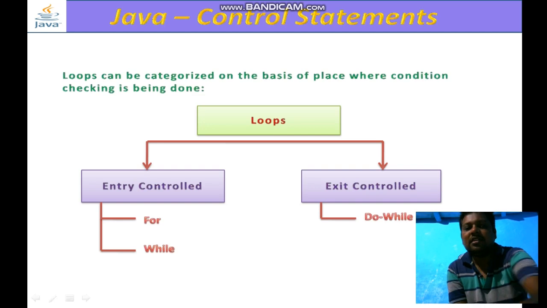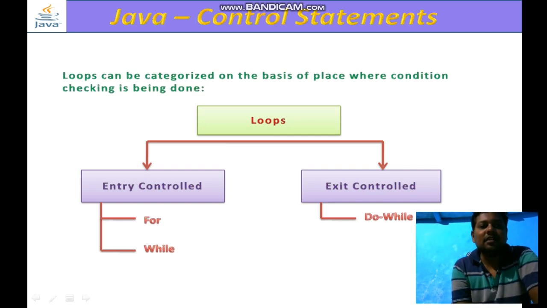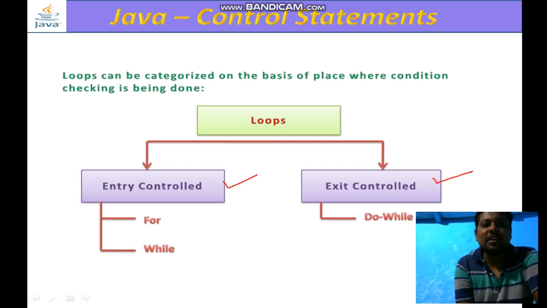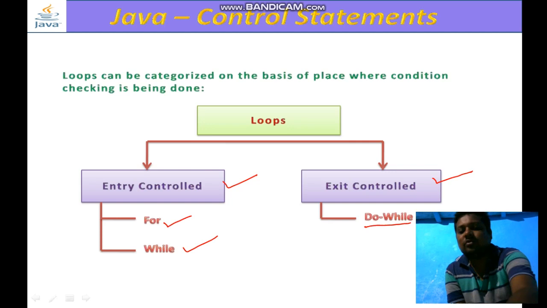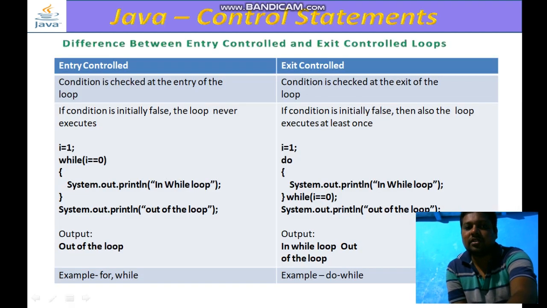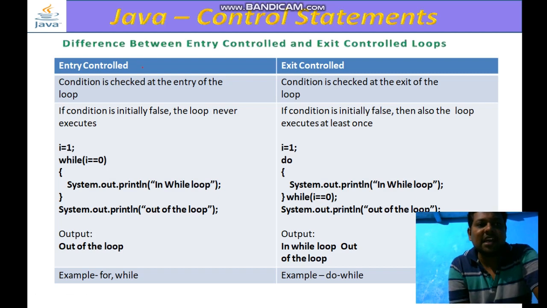Loops are divided again into two types: one is called entry control loop, another is called exit control loop. In entry control loop we have two loops, the for loop and the while loop. In exit control loop we have only one loop, the do while loop. We will see the difference between entry control and exit control.